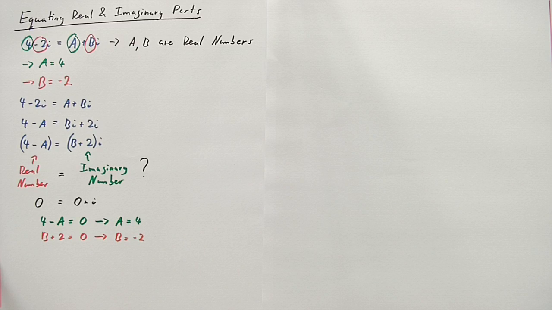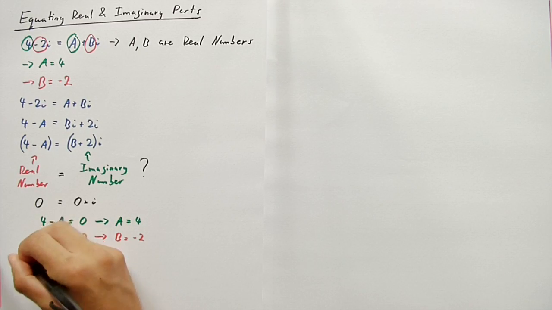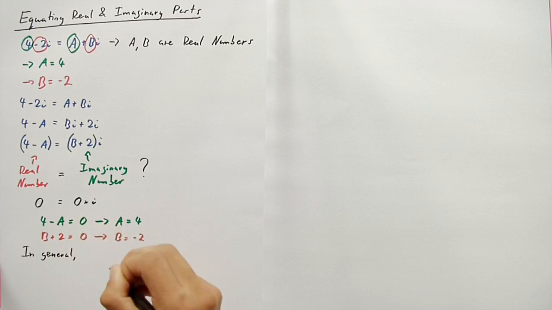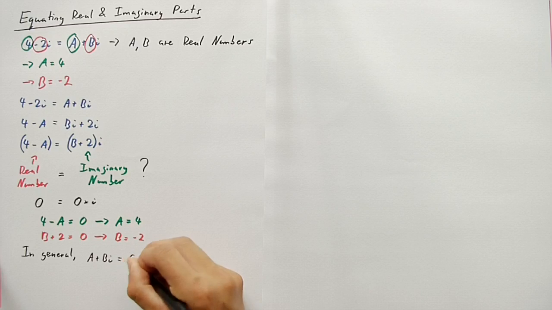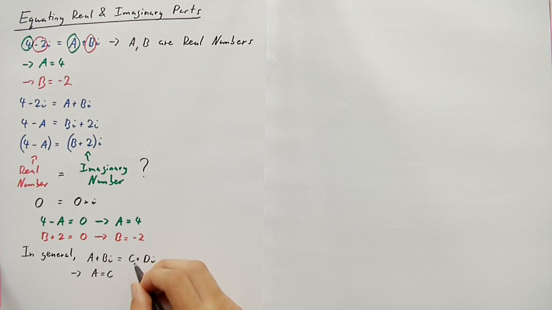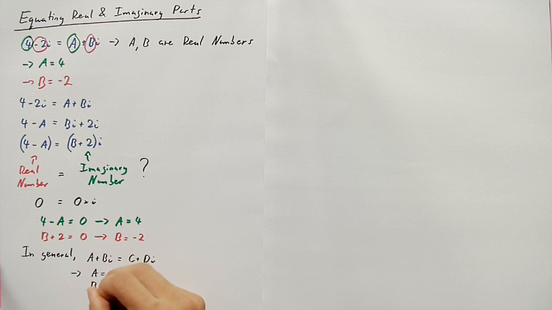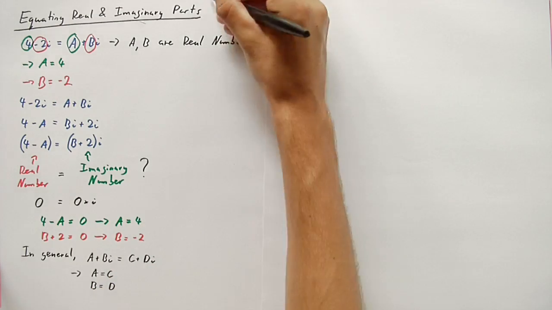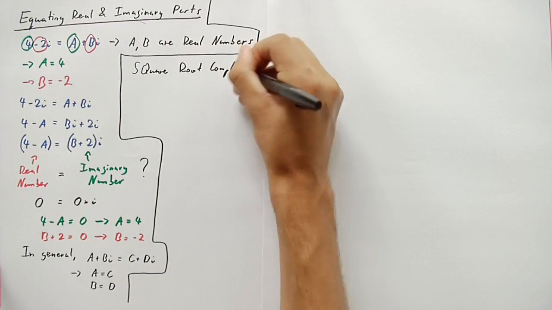So in general, if you have two complex numbers which are equal to each other, a plus bi and c plus di, then it follows that a equals c by equating the real parts, and by equating the imaginary parts, we get that b equals d. Great, so now we're going to use this rule to find the square root of a complex number.